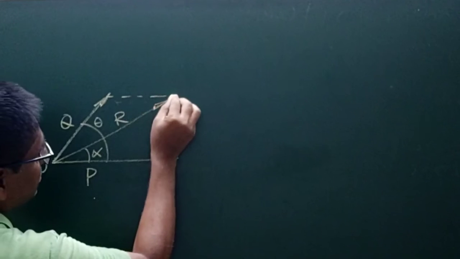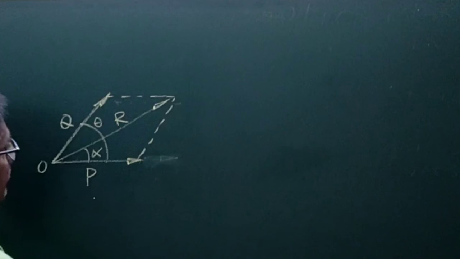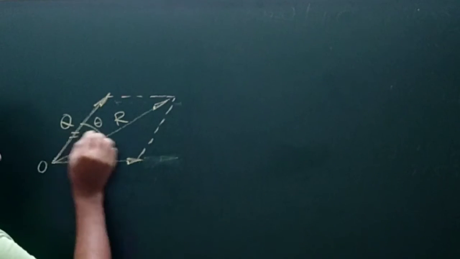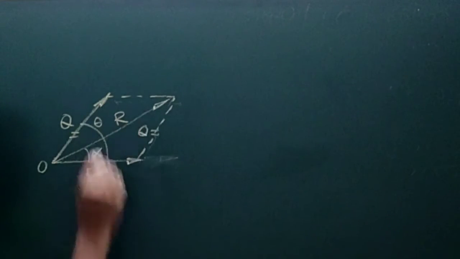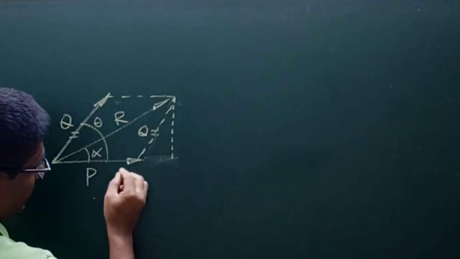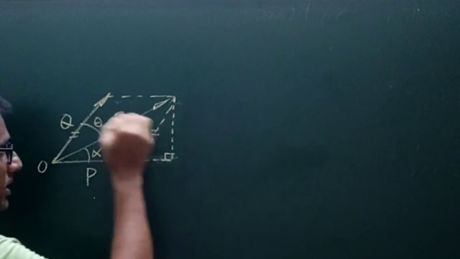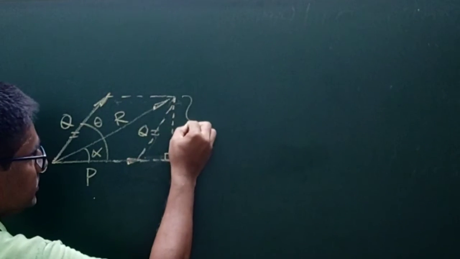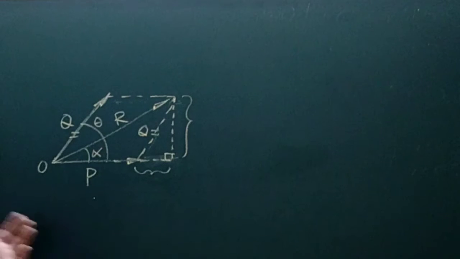Now let's complete parallelogram. Now as these two are opposite sides, we can consider this line as force Q. Let's drop perpendicular from this point. Let's extend this line. Now this is again a smaller right angled triangle. Now I want these two lengths which are representing again components of forces.